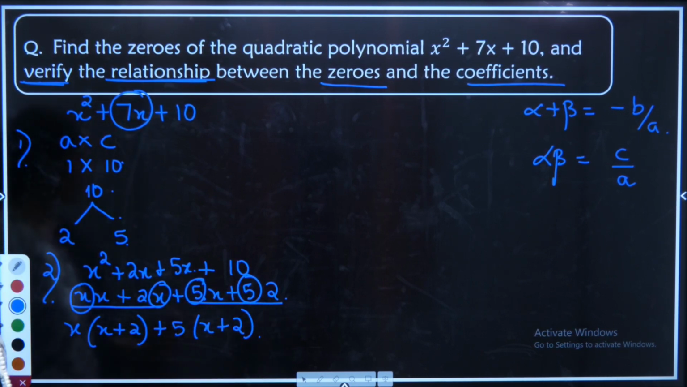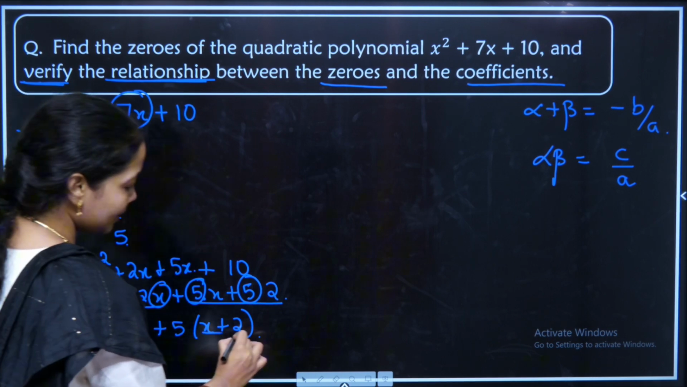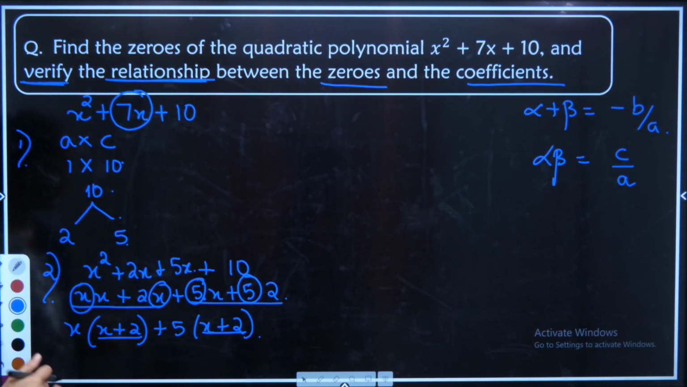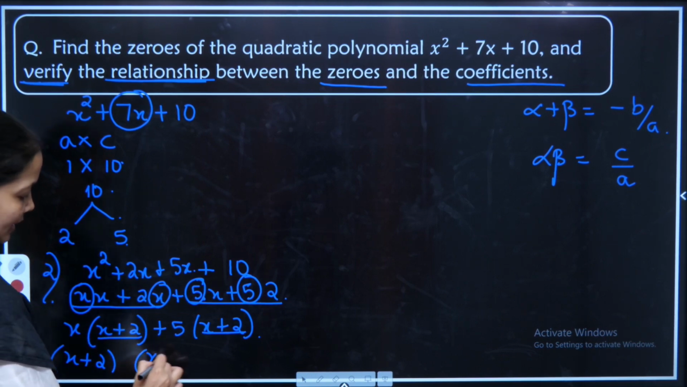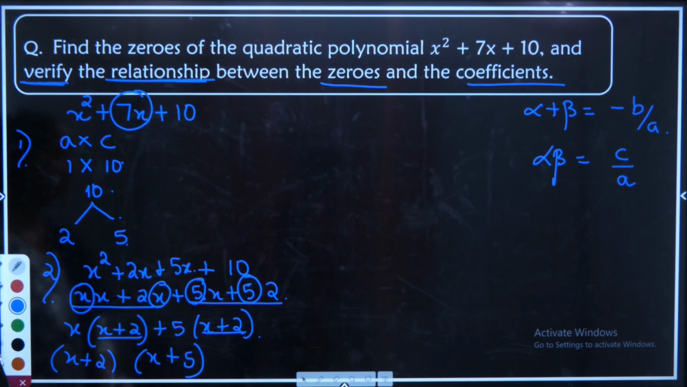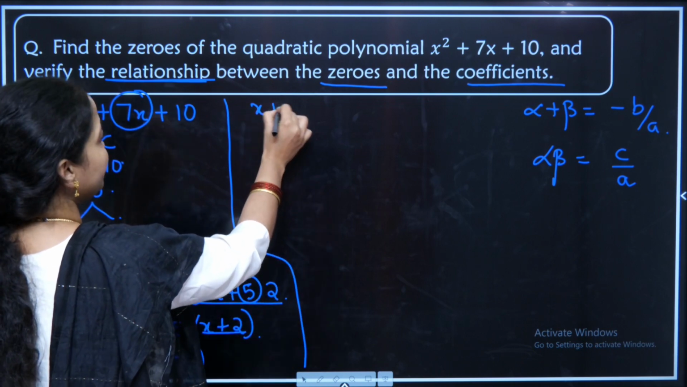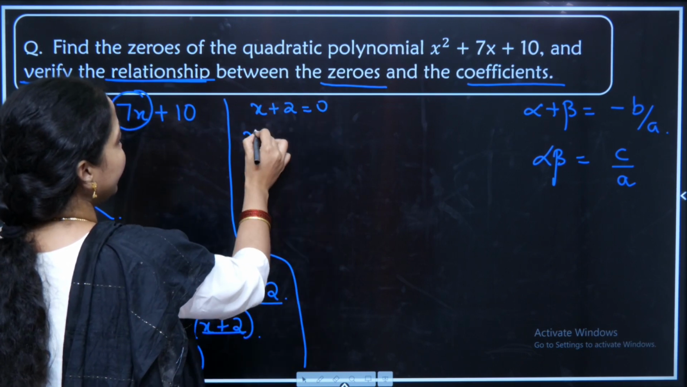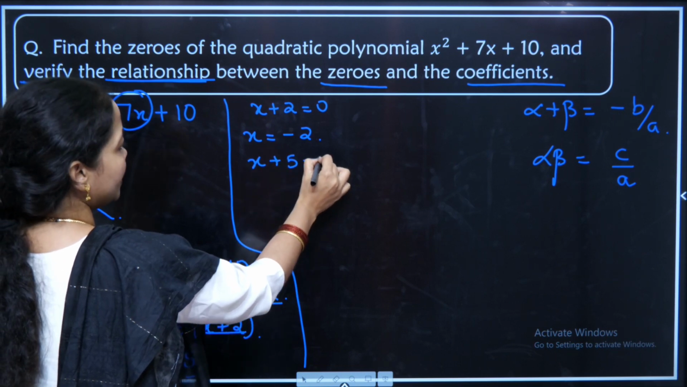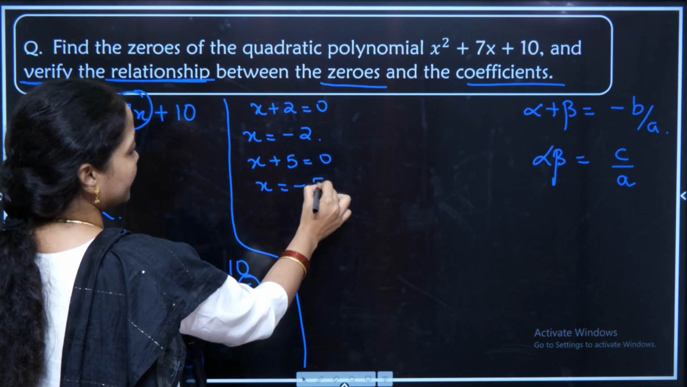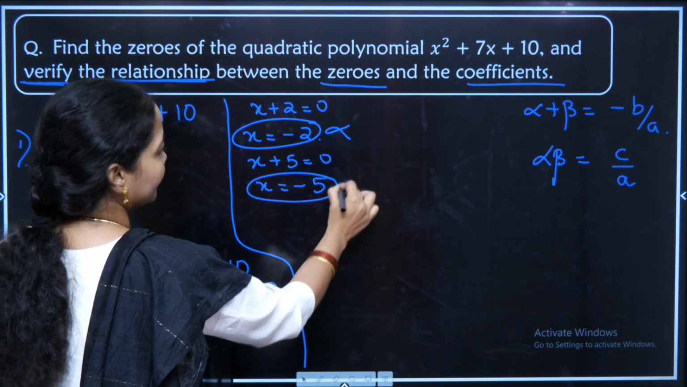We can quickly check whether I am right or not. x plus 2 is in this corner, the same x plus 2 is there in the other corner. So I am taking x plus 2 out. x plus 5 retains. When equated to 0, x plus 2 equated to 0, x is negative 2. x plus 5 equated to 0, x is negative 5. So I will say this is my alpha, this is my beta.